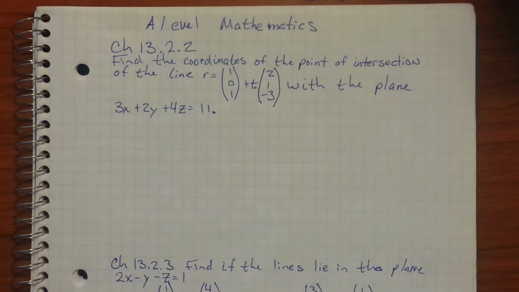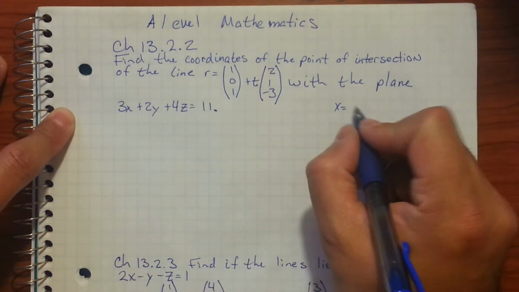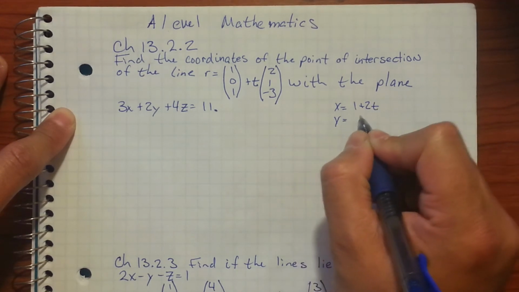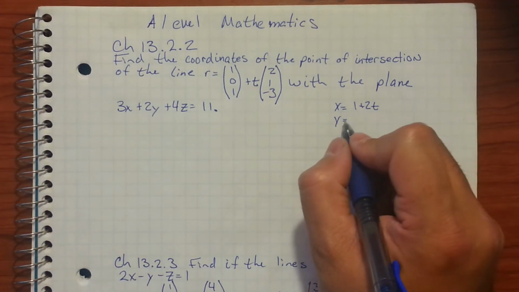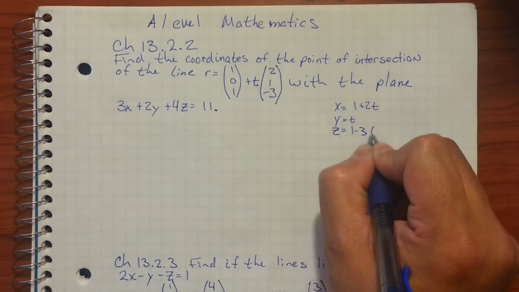13.2.2. Find the coordinates of the point of intersection of the line r equals (1, 0, 1) plus t times (2, 1, negative 3)... with the plane 3x plus 2y plus 4z equals 11. What I'm going to do is write this out in x, y, and z. So x is equal to 1 plus 2t, y is equal to t, and z is equal to 1 minus 3t.